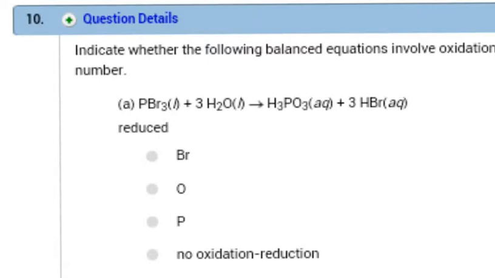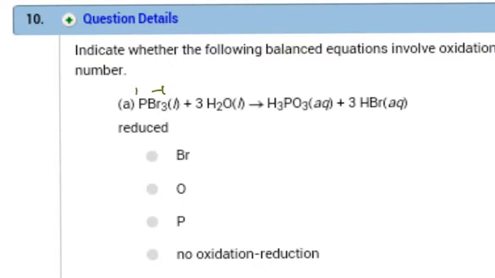Number 10 wants us to find out, is this a redox reaction? And if it is, to figure out what's being oxidized and what's being reduced. So the best way to approach this is probably to assign oxidation numbers to everything in it. So we're going to do a few. I'm going to do the first example, but the other ones you can do.